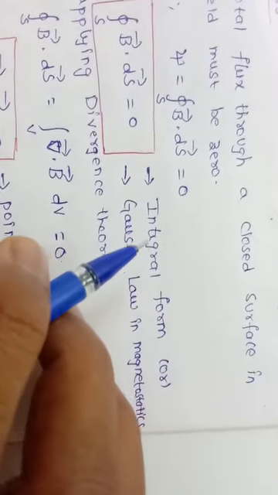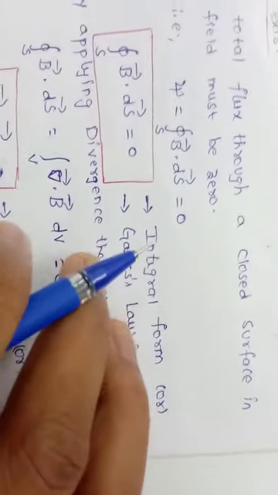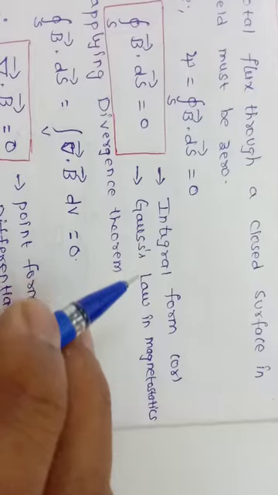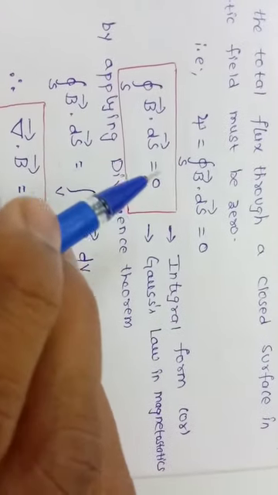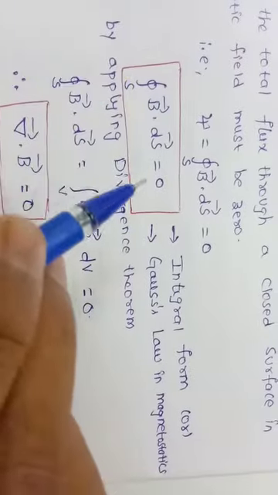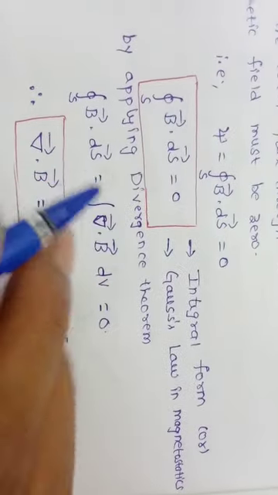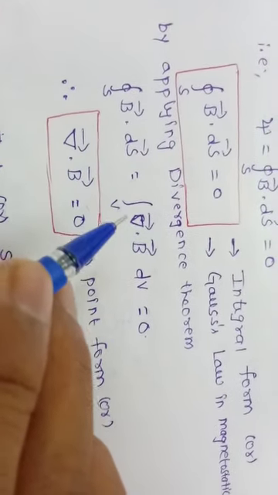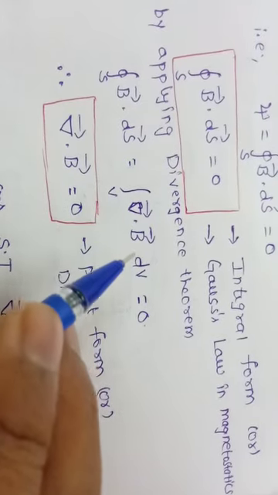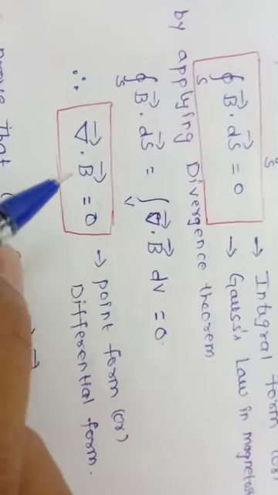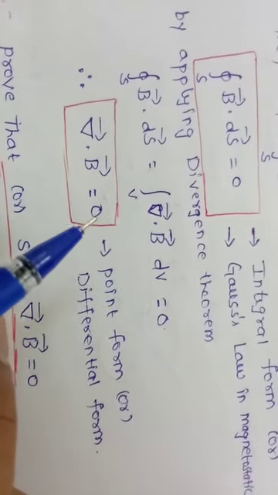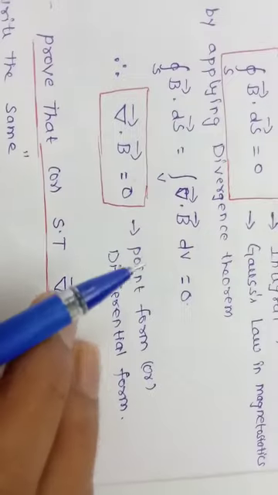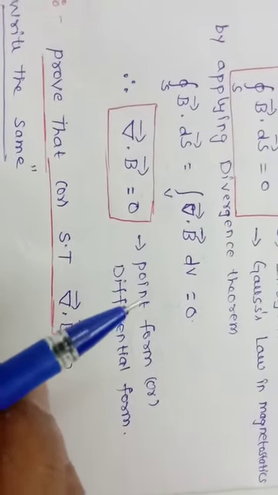This is the second Maxwell equation in integral form. This is also known as Gauss's law in magnetostatics. Remember that. By applying the divergence theorem, the closed surface integral of B dot dS is equal to the volume integral of the divergence of magnetic flux density, which is equal to 0. Then from this we can say that the divergence of magnetic flux density is equal to 0. This is the point form or differential form of the second Maxwell's equation in magnetostatics.